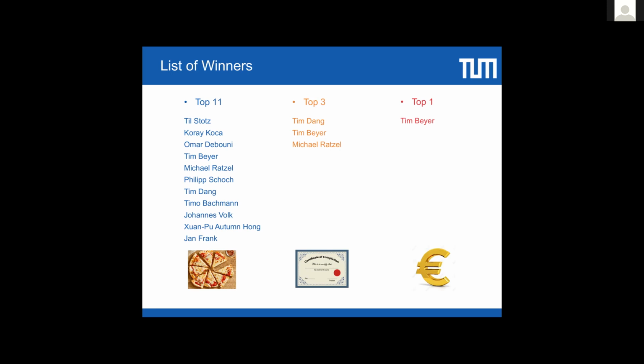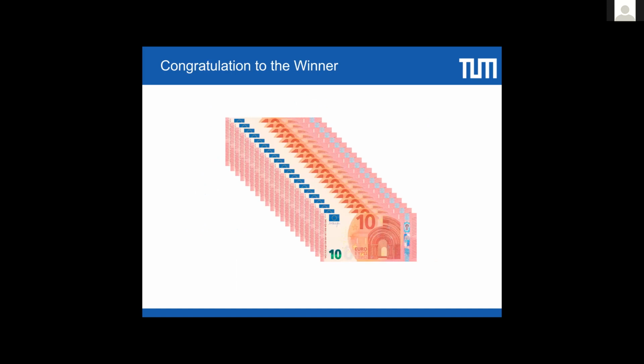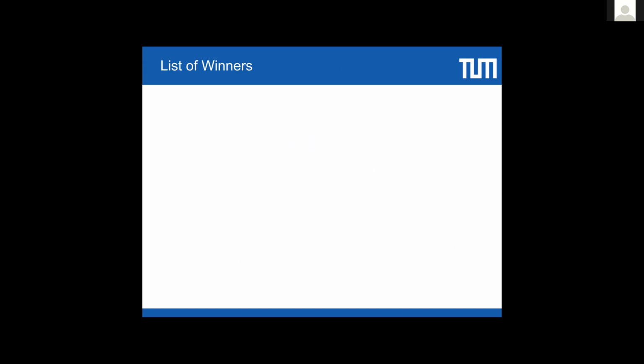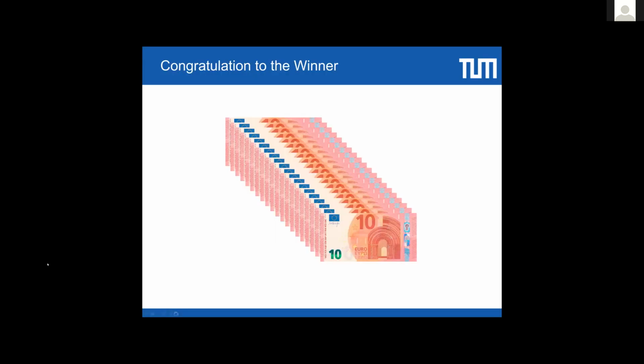So congratulations. And this is just a visual impression like what's going to be the prize. So yeah, congratulations. Maybe Tim, you want to say something? Ivan, can you maybe add Tim as a presenter? So yeah, he can shortly also present. Yeah, I'll try to find him. No, he should be a panelist, I think.